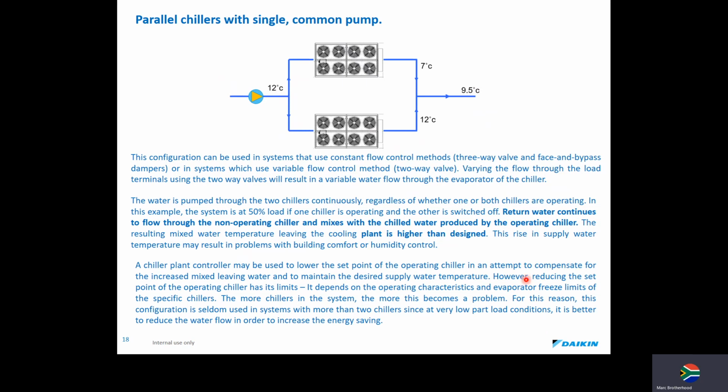But there's implications. Reducing the set points of the operating chillers has its limits. It depends on the operating characteristics and the evaporator freezing limits of the specific chillers. The more chillers in the system, the more this is going to become a problem. For this reason, this configuration isn't used much. It's seldom used in systems with more than 2 chillers at very low part load conditions. It's better to rather reduce the water flow in order to increase the energy savings.